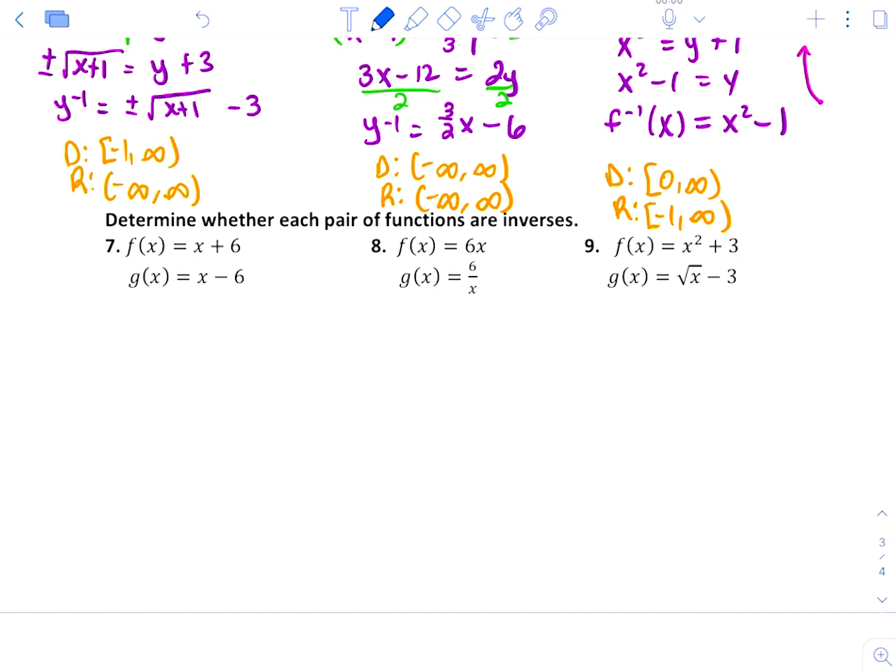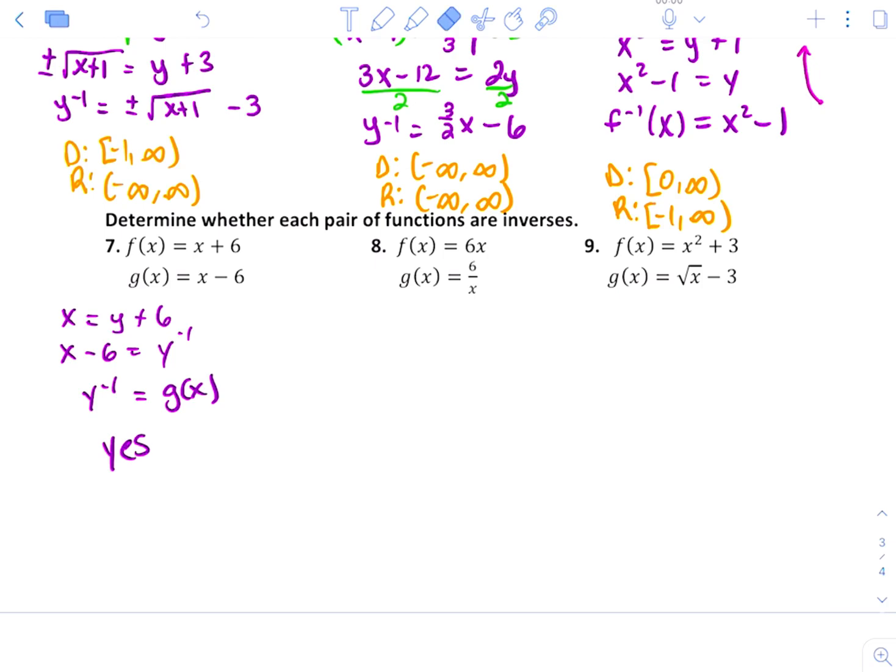The first approach is just to pick one of the equations and find its inverse. So if I take this function and start by switching the x and y around, I would have x equals y plus 6, and then I would subtract, so x minus 6 equals y, and again that's my inverse. The inverse happens to equal my g of x function, so yes, these are inverses of each other, since when I found the inverse of this one, I ended up with this answer.